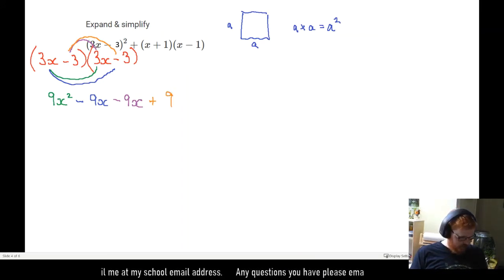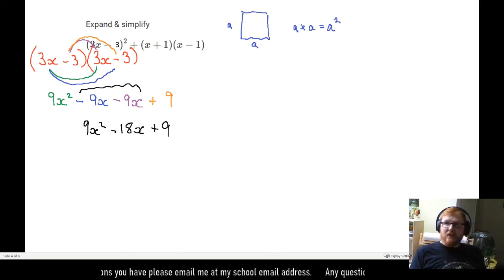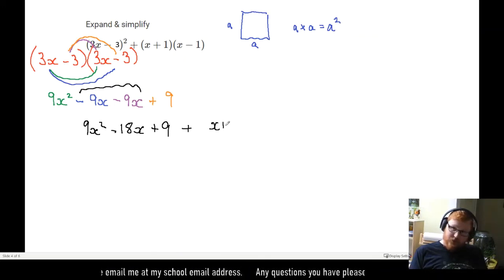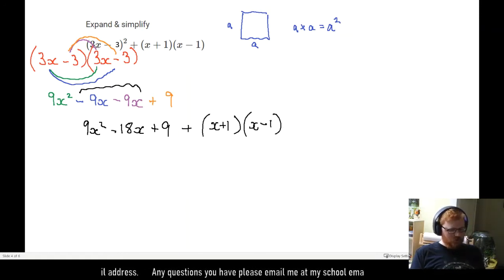And I'm going to bring all those terms together. 9x squared. The x's can come together, so that's minus 18x plus 9. Sorry for my jittery pen. Now that needs to add to this x plus 1, x minus 1.